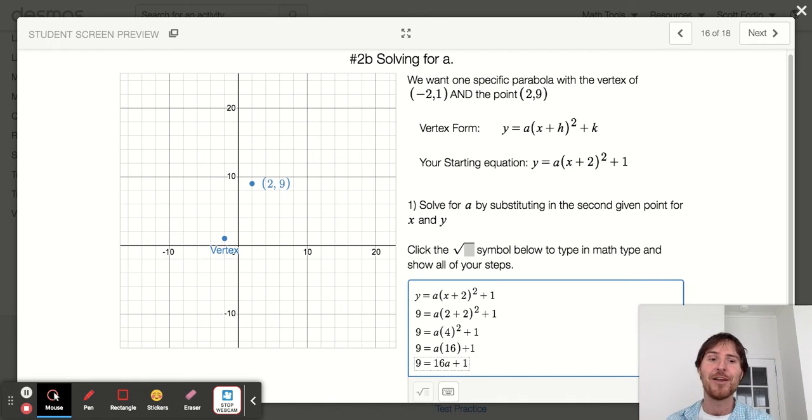Now we can solve for it. Oof, my equation is looking a lot less scary now, isn't it? 16a plus 1 equals 9. I think everybody in this class can solve this for sure.